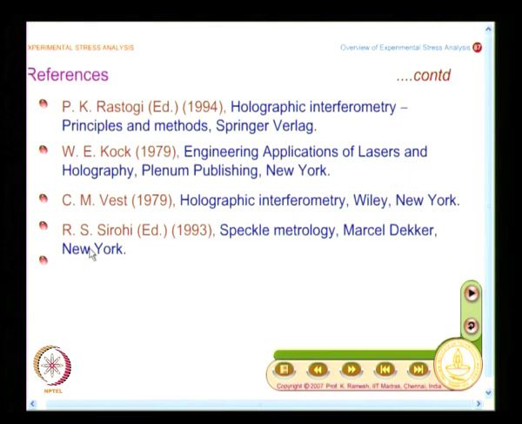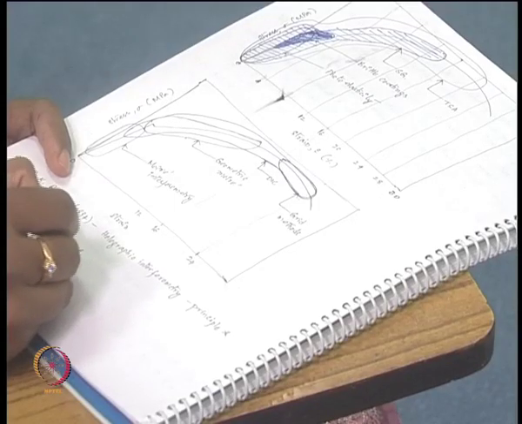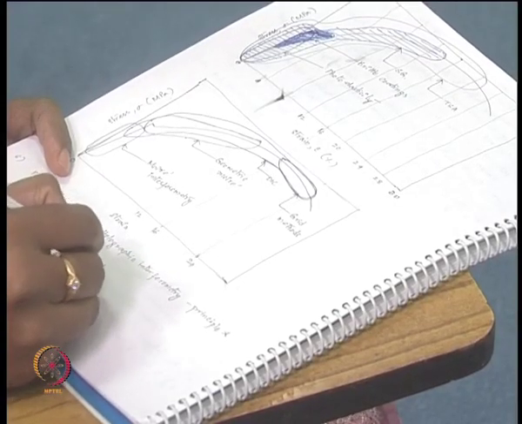And finally, you have a book on speckle metrology, a group of interferometric techniques. You have holography followed by speckle, and you have a book by R. S. Sirohi. He had a very good lab at IIT Madras, and several of his students have made significant contributions in the area of speckle metrology, and we need to be proud of that. And finally, you have a book by Asundi.